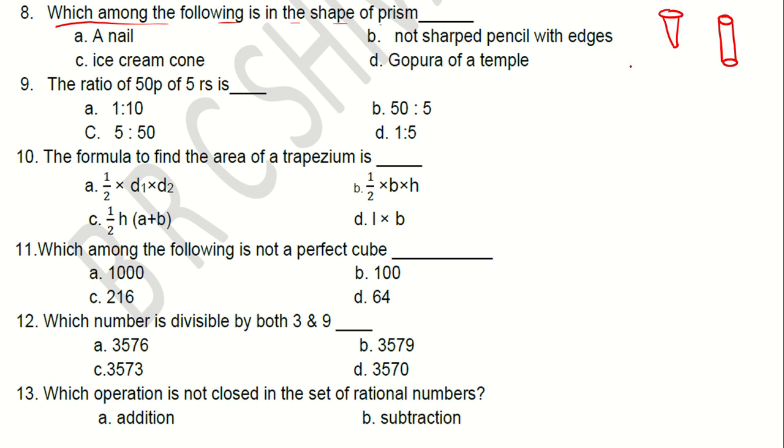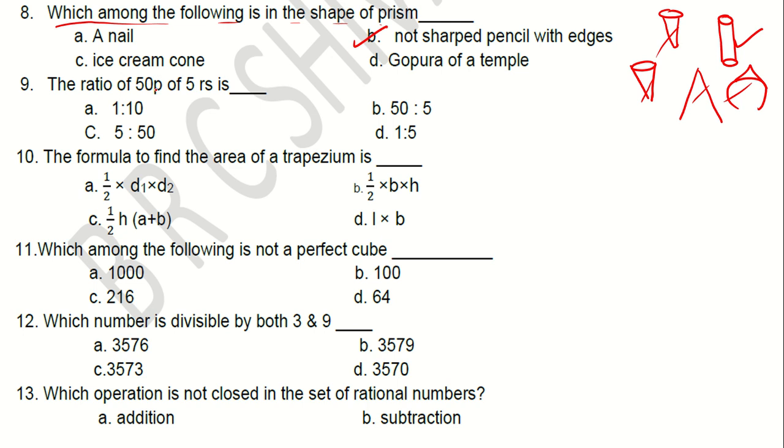And the ice cream cone is like this. This is not the cylinder. And the gopura of the temple is like this, or it may be like this also. So therefore all these are not like a cylinder, only the not sharpened pencil with the edges is the correct answer.